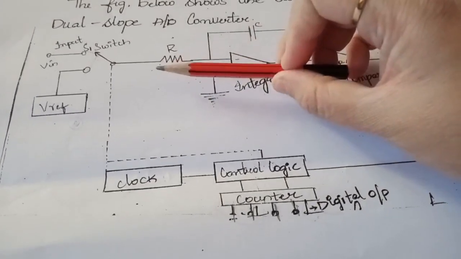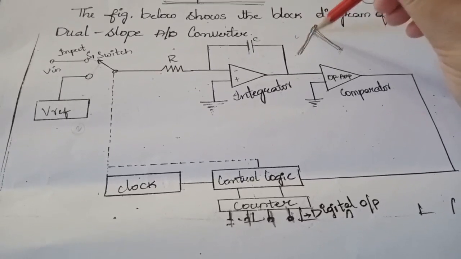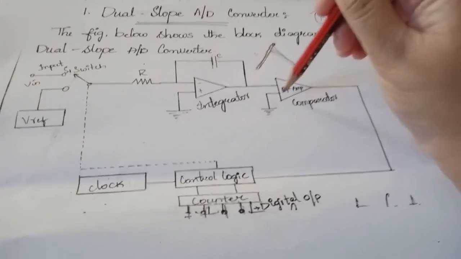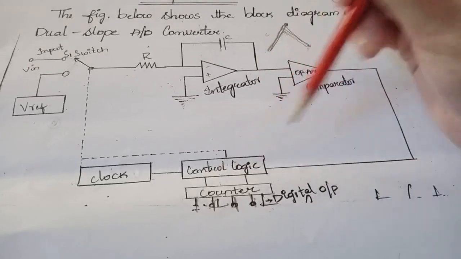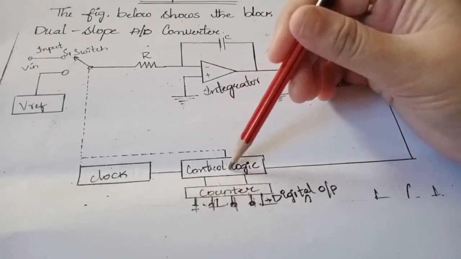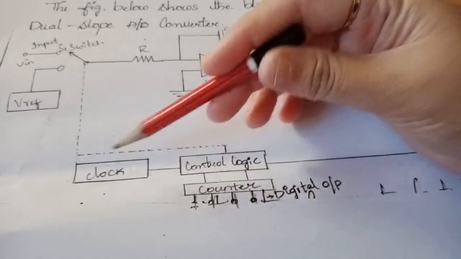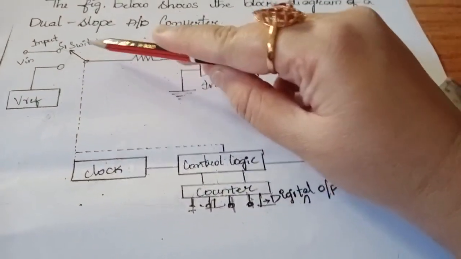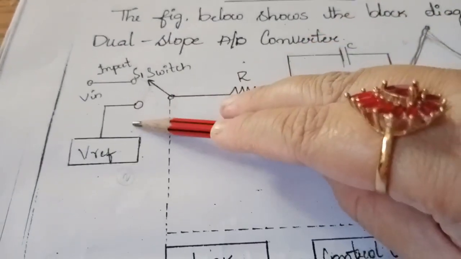So when Vin is going to the integrator, the capacitor will start charging till the highest peak. As soon as it is charging, it will give to the comparator. The comparator will compare and pass to the control logic. In the control logic the counter is fixed. Then it will give to the clock, and the clock will intimate the switch. As it is reaching the highest peak, the switch will automatically switch to the reference voltage.